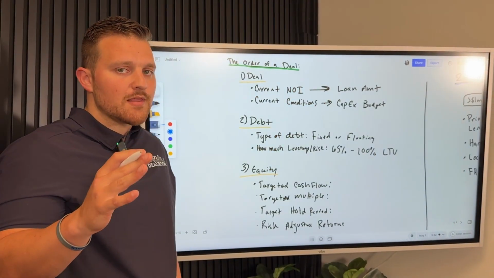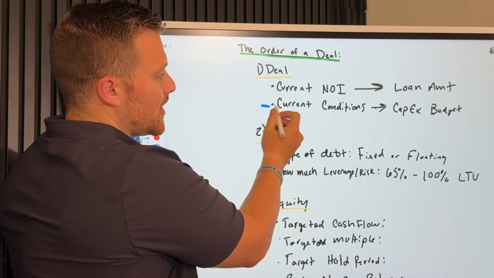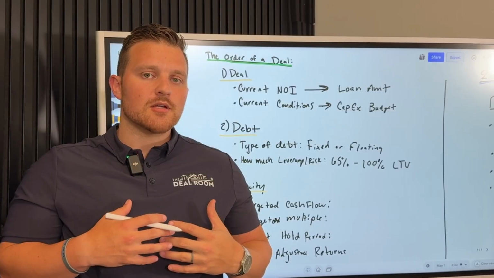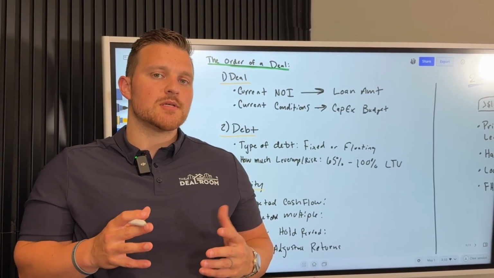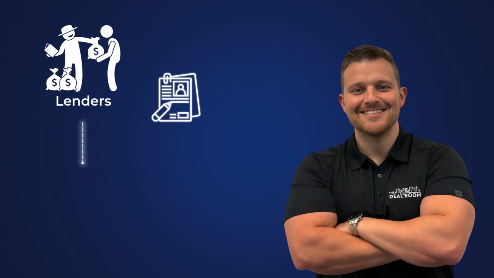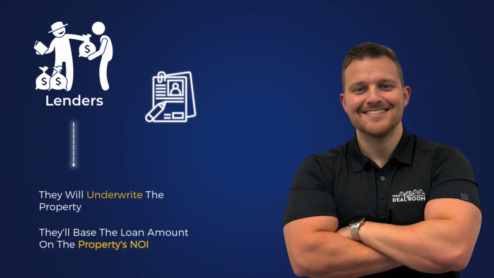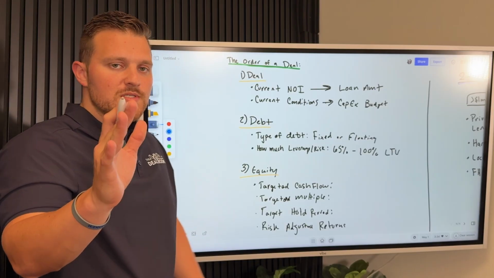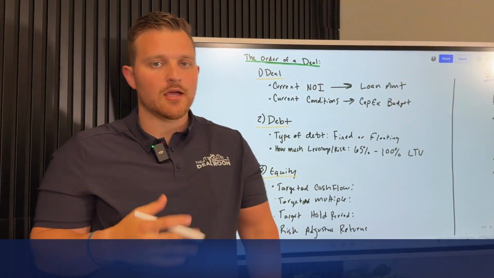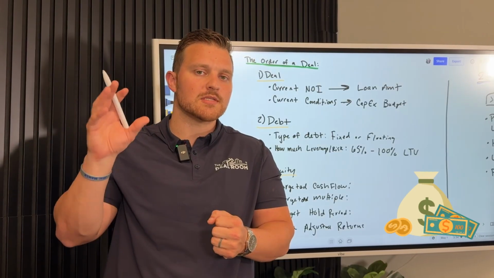So the very first thing that I look at is the deal. And you can see under deal, the two things that I'm looking at is the current NOI, or the net operating income. The reason I look at this number, and it's so important to understand, is because the lenders, whenever I go and submit an application to get a loan, are going to underwrite the property as well, and they're going to base their loan amount on the NOI of the property. So you see right here, the current NOI points to the loan amount. I'm looking at how much income is at the property because I'm trying to get a certain loan on it based on what the seller wants.